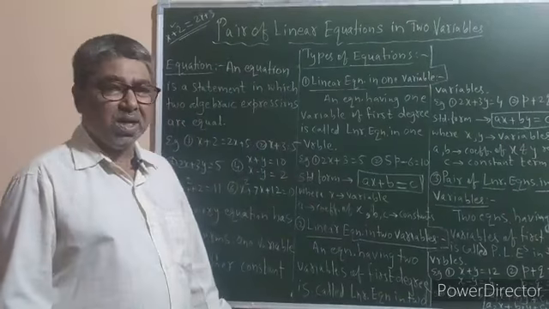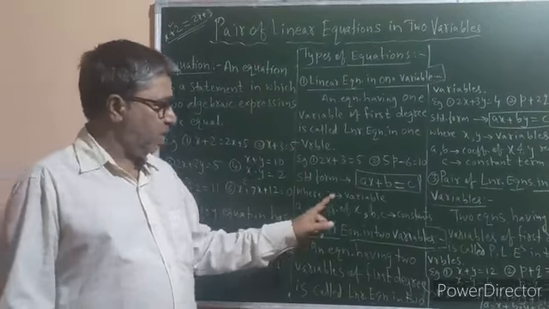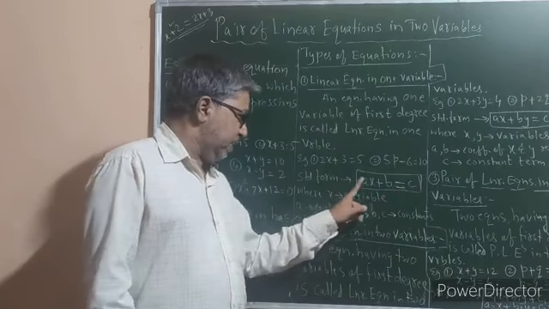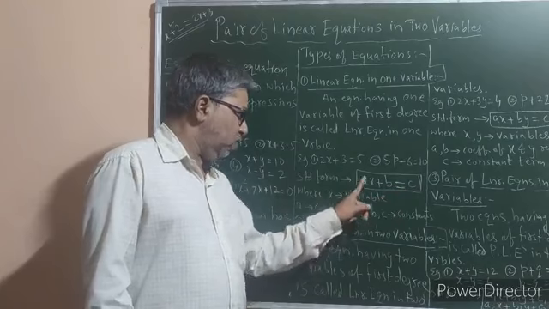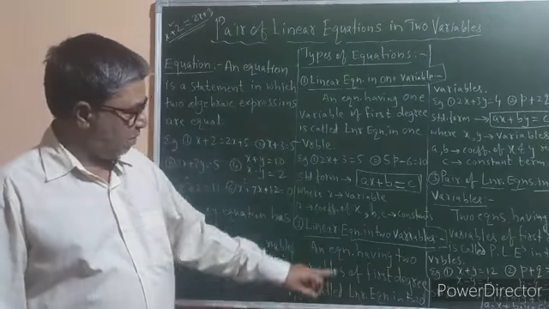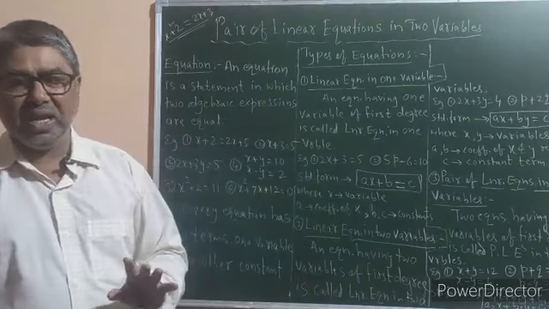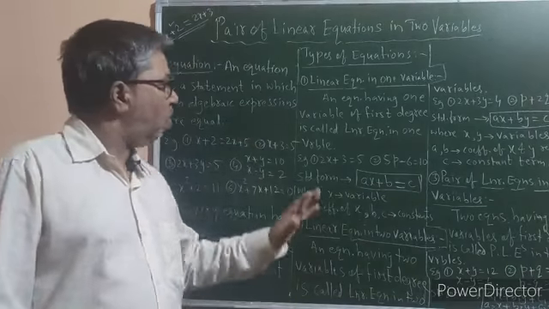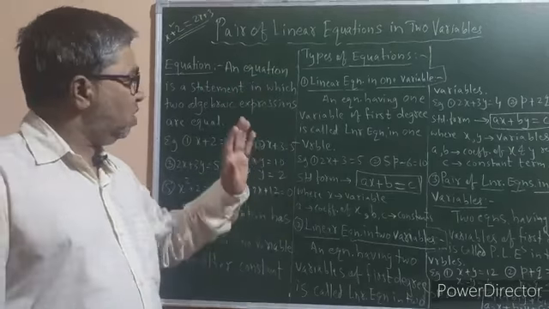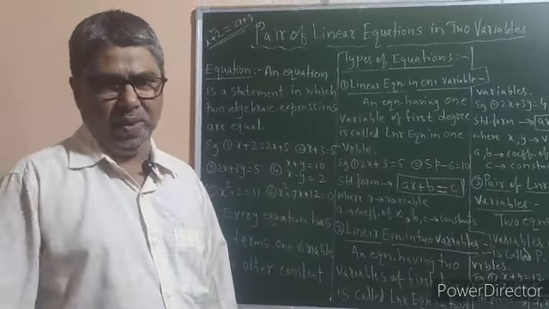The standard or general form of the linear equation in one variable is ax plus b is equal to c, where x is variable, a is coefficient of x, and b and c are the two constants. So ax plus b is equal to c is the general or the standard form of linear equation in one variable. Linear equation in one variable is also known as simple equation.